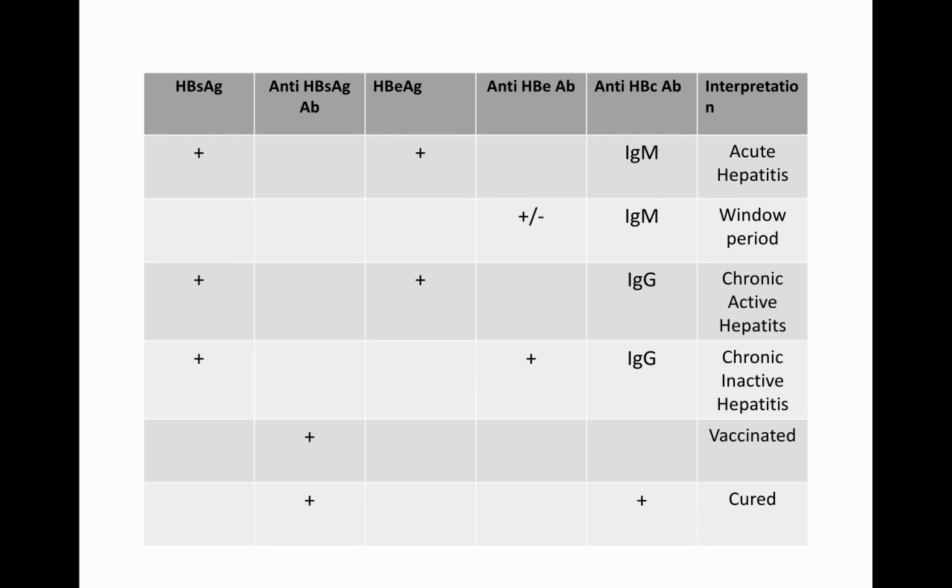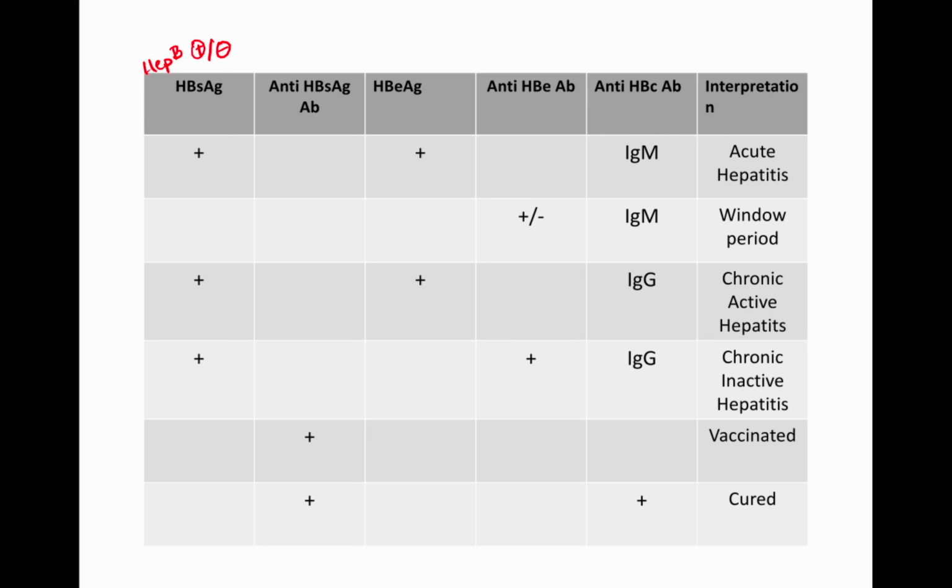Next, this is the table, which most examiners like to ask us about and confuse us. Just remember, look at the first column, which is HBsAg, the surface antigen. It says whether Hepatitis B is present or not.